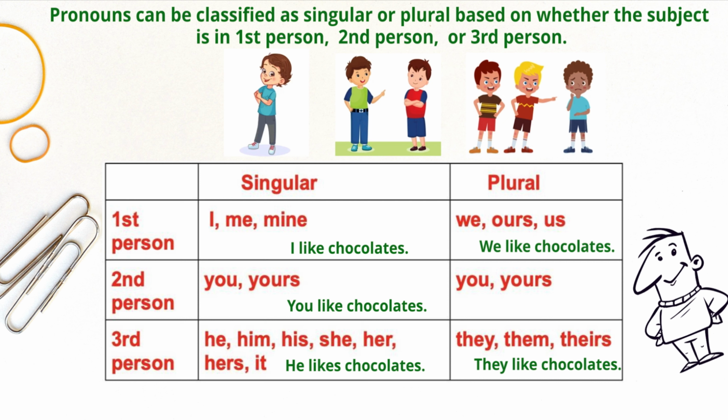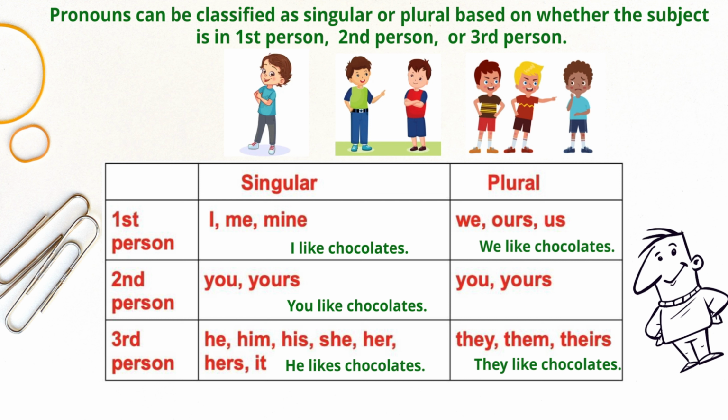Now let's see what are the pronouns in the first person singular. You know that singular means one, plural means many. We have talked about this in the noun video, right? The first person singular, the pronouns would be I, me, or mine. So, example would be I like chocolates. The first person plural would be we, ours, us.